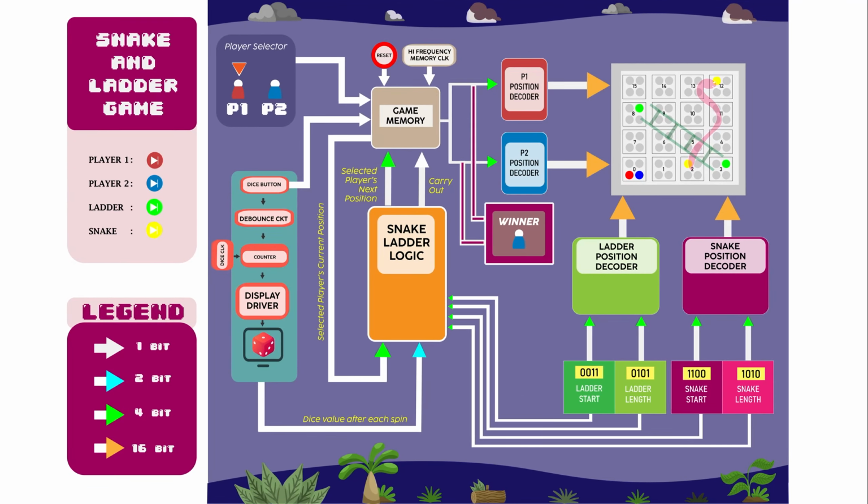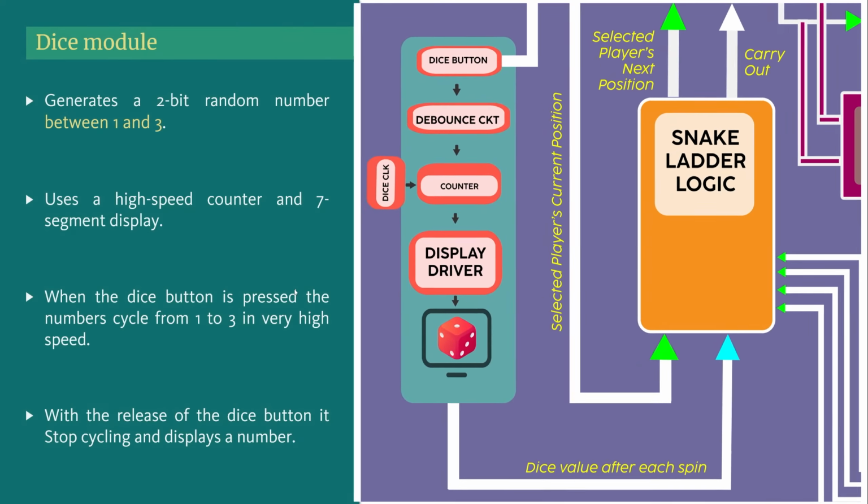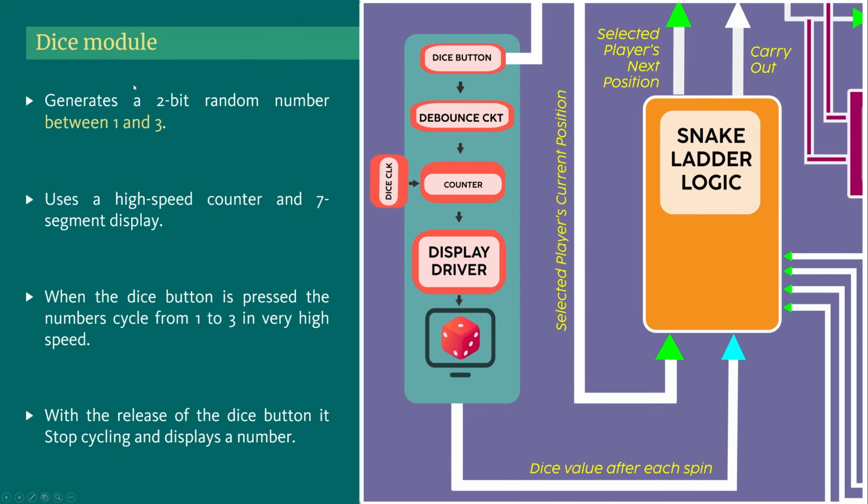So this is our entire architecture, you can see at a glance. I have given some legends here: player 1, player 2, ladder, snake. You will be given a project manual, don't worry. And also 1 bit, 2 bit, 4 bit, 16 bit. These are all given. So let us look at each individual block one by one. First of all, we're going to look at the dice module. The dice module will generate a random number between 1 and 3.